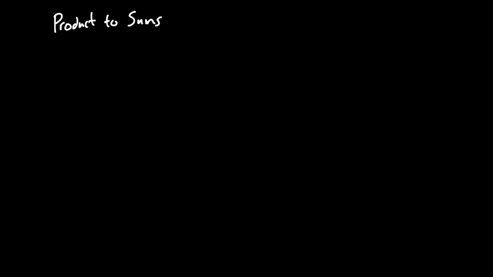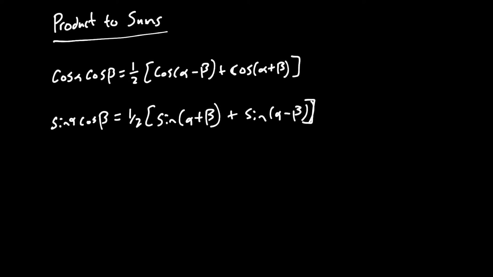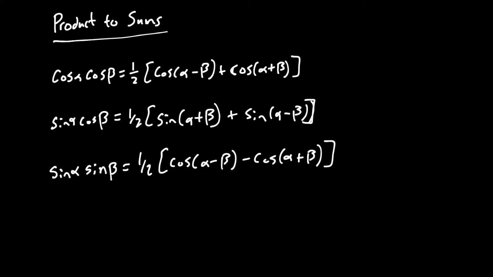Again, let's just write out the formulas, and then we'll see one example of how to derive one of these formulas. The first one we have is cosine alpha times cosine beta is equal to the following. The next formula we have is sine of alpha times cosine of beta is equal to the following. The next formula we have is sine of alpha times sine of beta is equal to the following. And the last formula we have is cosine of alpha times sine of beta is equal to the right-hand side.